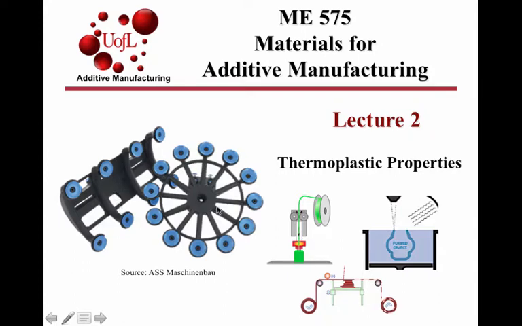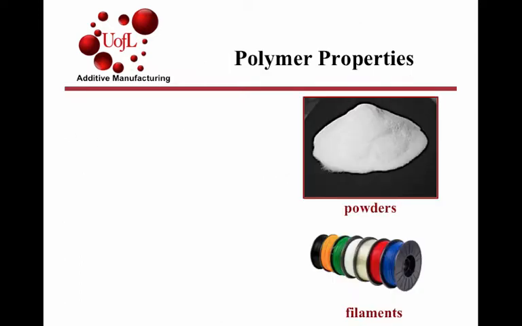Here is an example of a couple of different complex structures printed by ASS Machine Bow. In reviewing polymer properties, we indicated that they are used typically either as powders or filaments in 3D printing. In addition, they can be used in a sheet form as well.